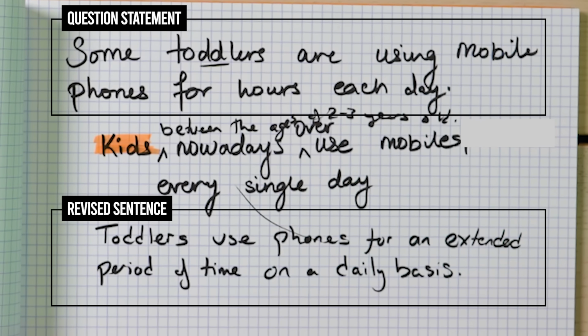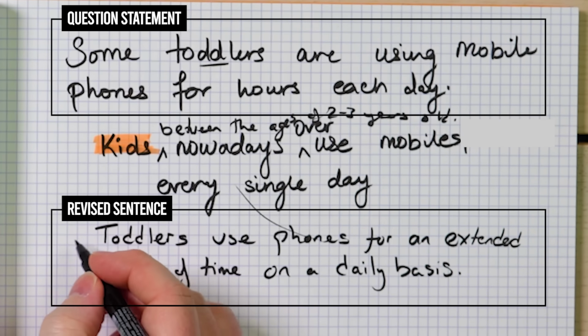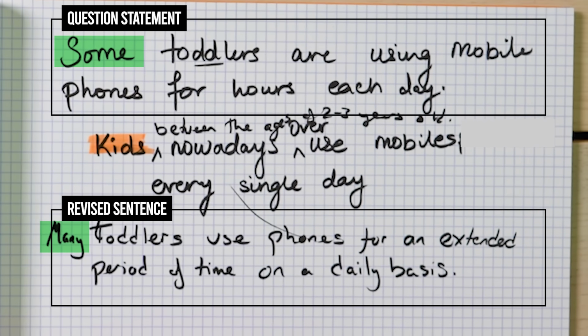Okay. So now we have, toddlers use phones for an extended period of time on a daily basis. I think we need to fix that. Just add in many, so some, many. So it's just changing the meaning of that a little bit. So the next thing we need to do is we need to briefly answer both questions.